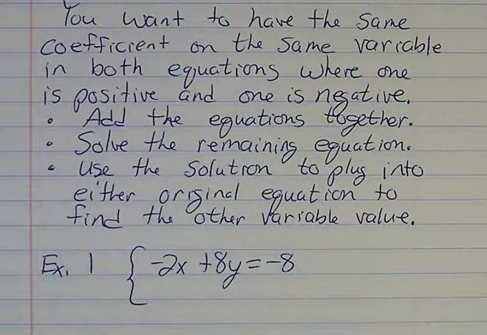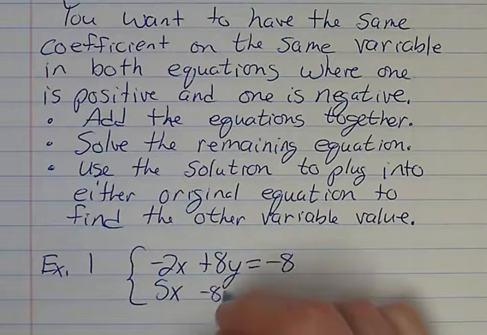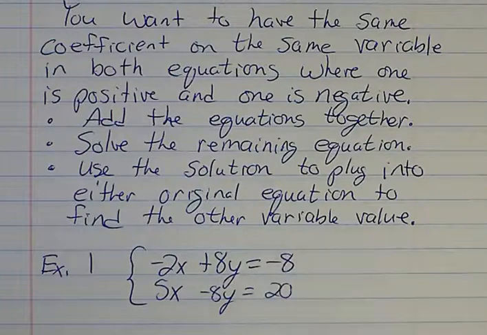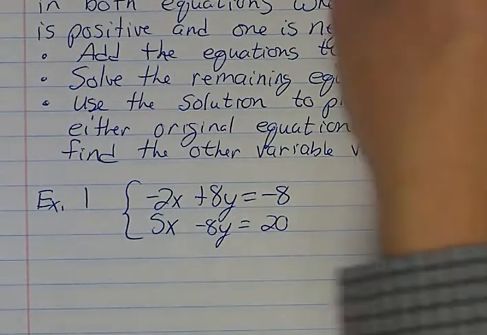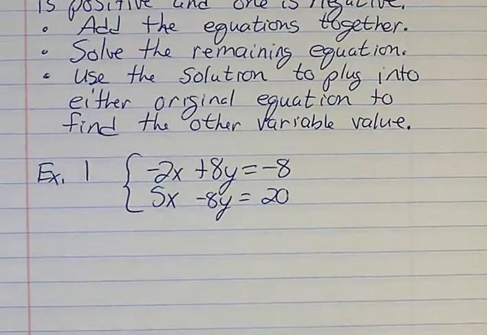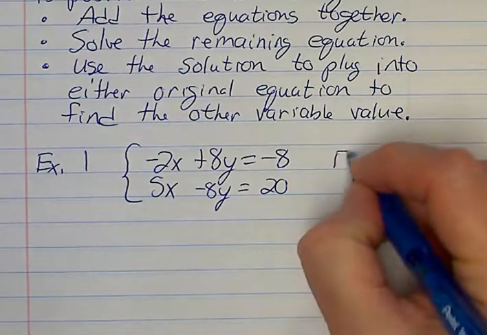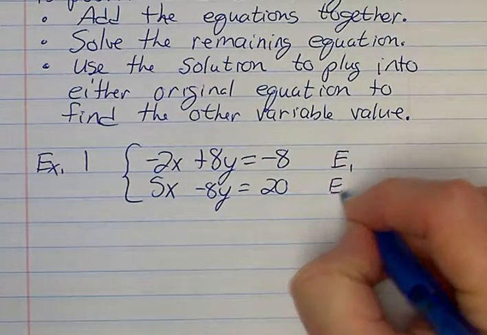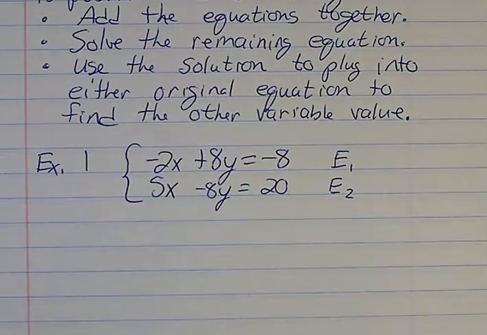Okay, so here's what it's going to look like. We're going to have negative 2x plus 8y equals negative 8, and then 5x minus 8y equals 20. And just so that we can kind of keep clear which equation we're talking about at the end of these, it's not that big a deal now, but later on when we get to the three variables or three equations of this, we'll do equation 1 and equation 2. Just put E1 and E2 out beside it so we can tell which one we're talking about.